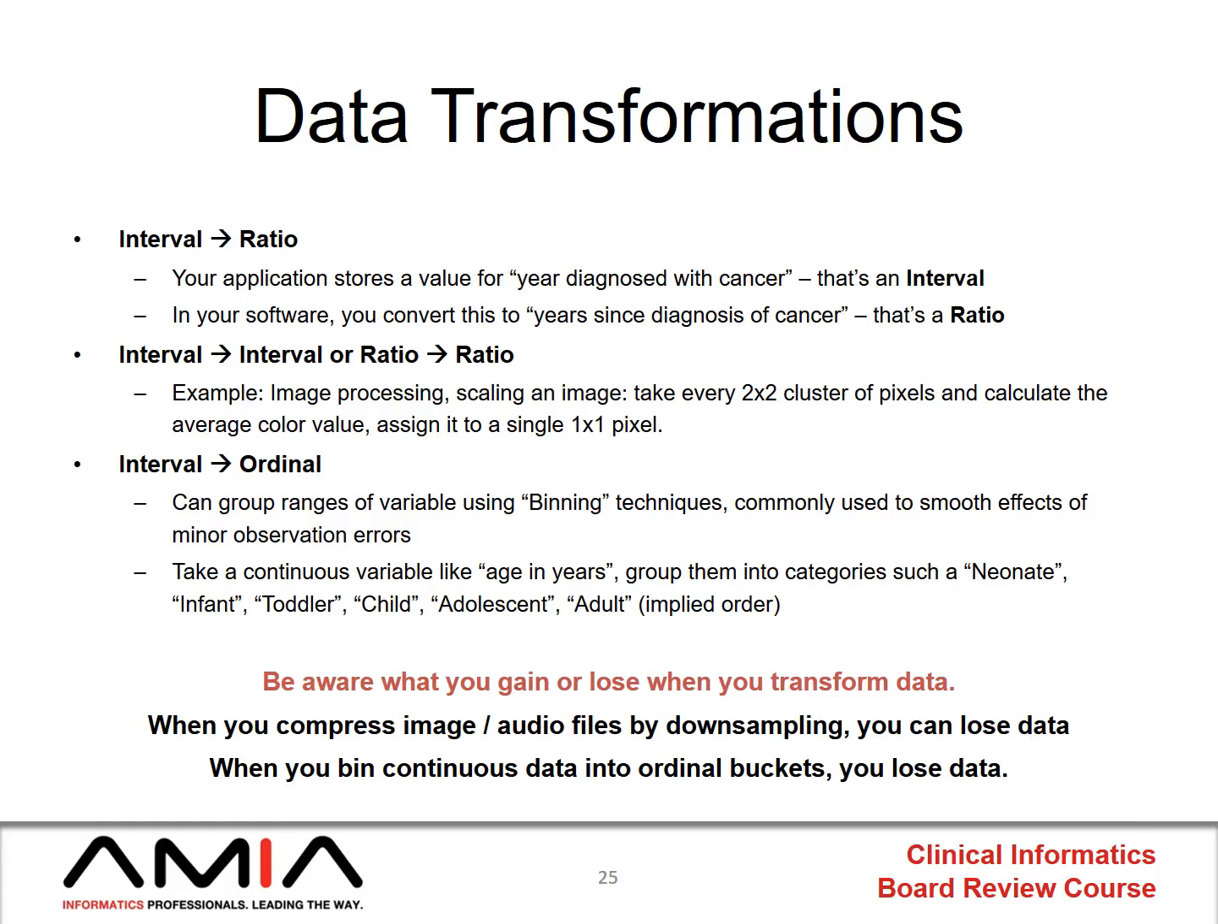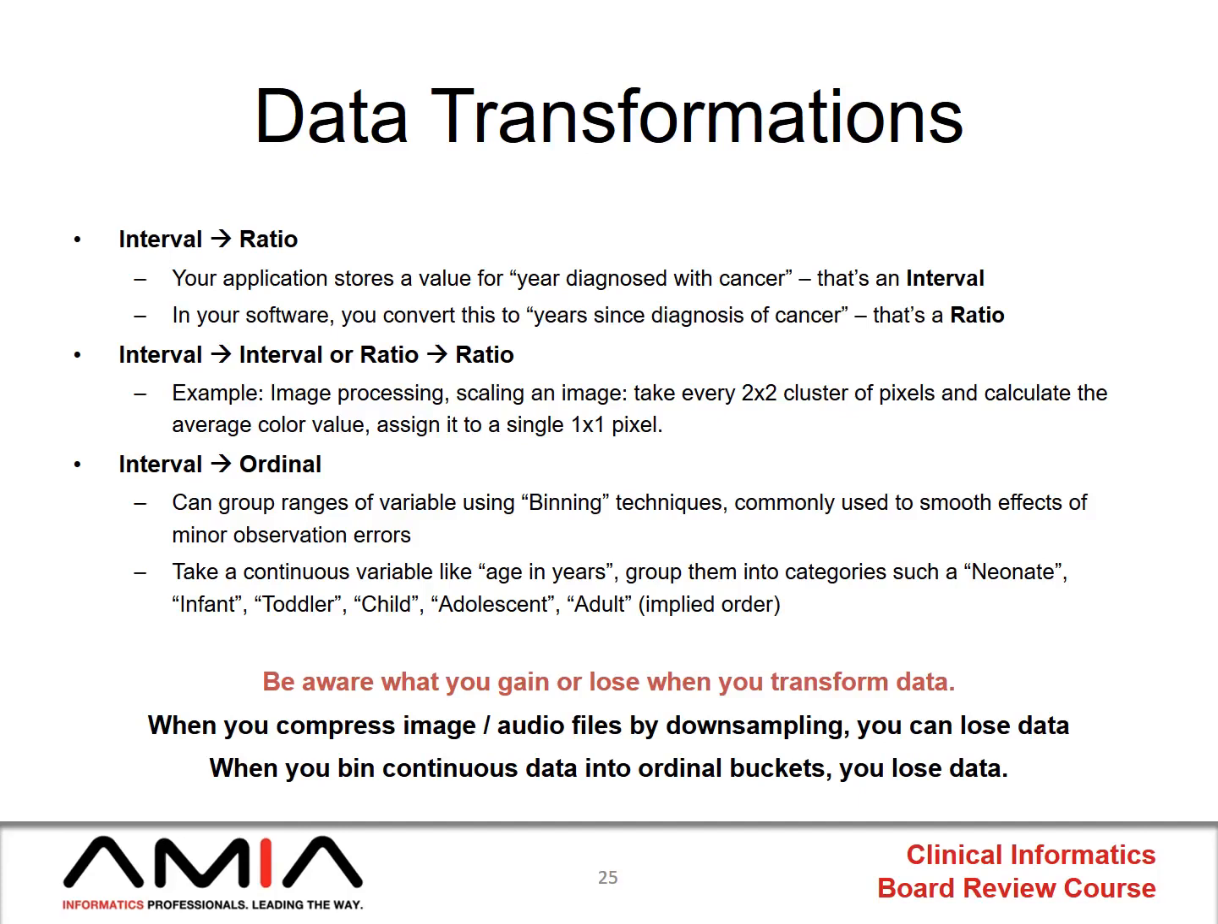These differences between the different types of data are useful when we think about data transformations. When you transform data, you're basically changing it from one data type to another, usually intentionally. And you should be aware of what happens to that data when you make that transformation. So, for example, when you switch from interval to ratio data, there might be a useful reason to do that.